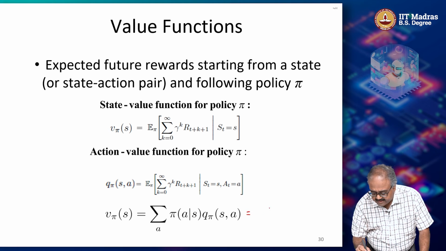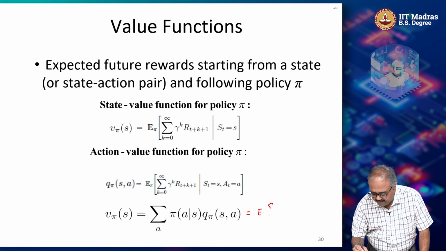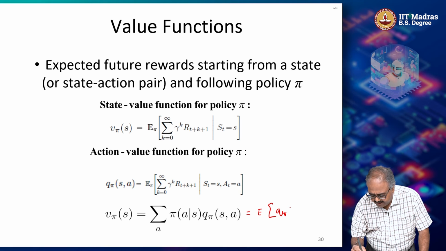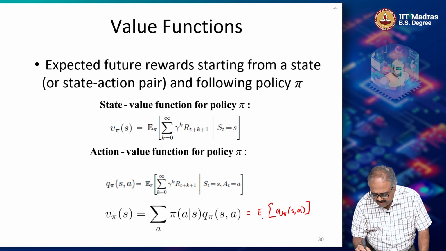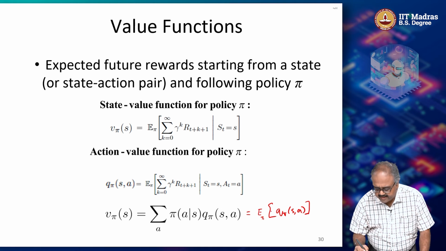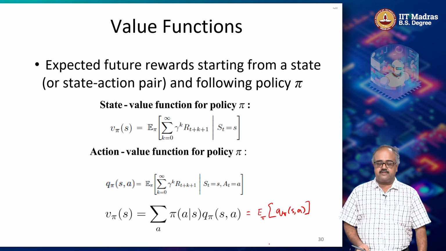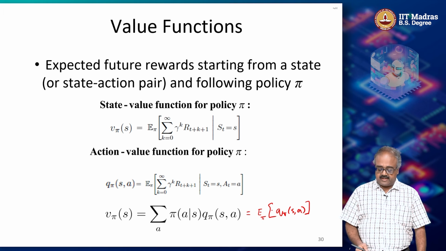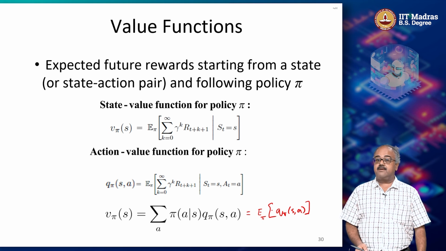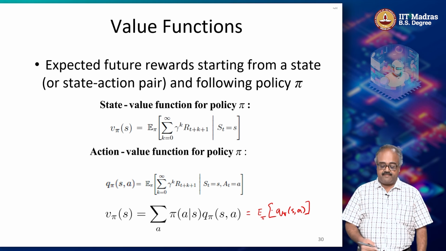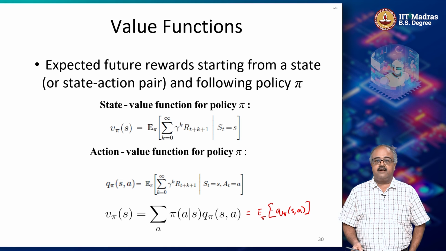So, another way of writing this is that it is basically the expected value of Q pi S comma A, with the expectation taken according to pi. So, V pi of S can be written as the expectation of Q pi S comma A. That is an easy way of connecting these two value functions.